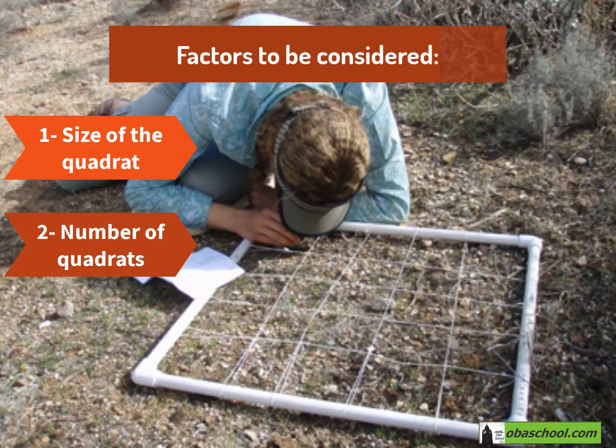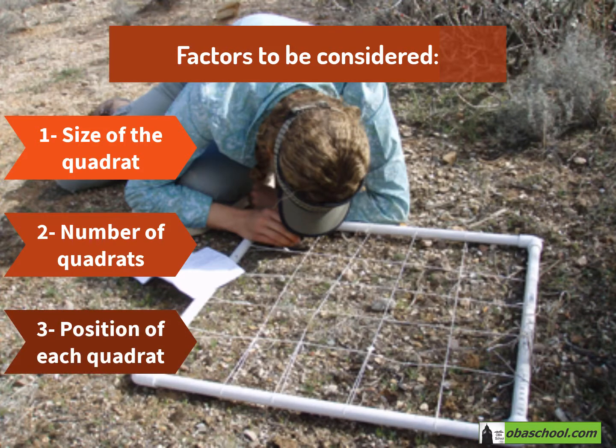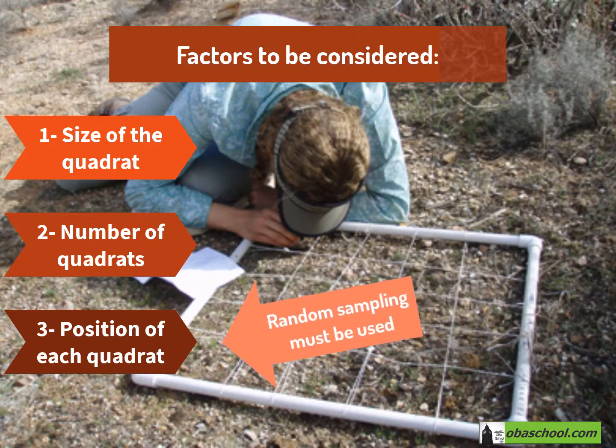And finally, the position of each quadrat within the study area. Well, in order to produce statistically significant results, a technique known as random sampling must be used. And we will elaborate more about this technique in the next video.